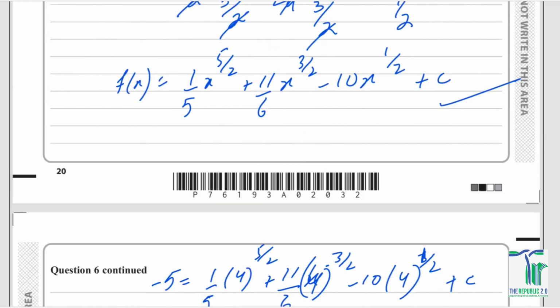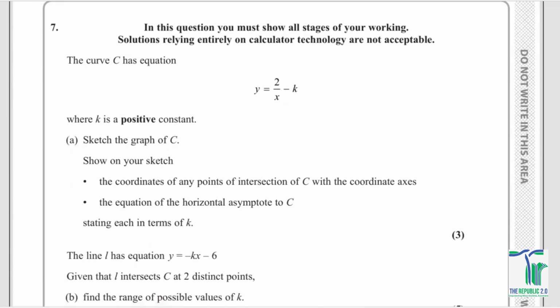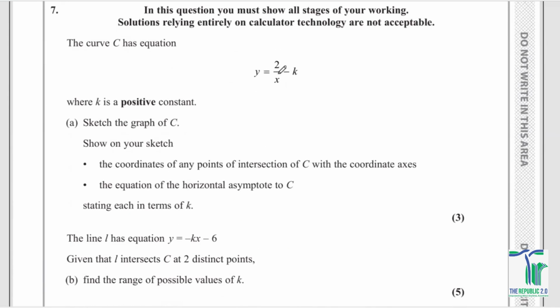Now, after this, we've got question number 7. The curve C has equation y is equal to 2 upon x minus k, where k is a positive constant. And then we need to sketch the curve C. On your sketch, we need to show the coordinates of any points of intersection of C with the coordinate axes and the equation of the horizontal asymptote of C, stating each in terms of k.